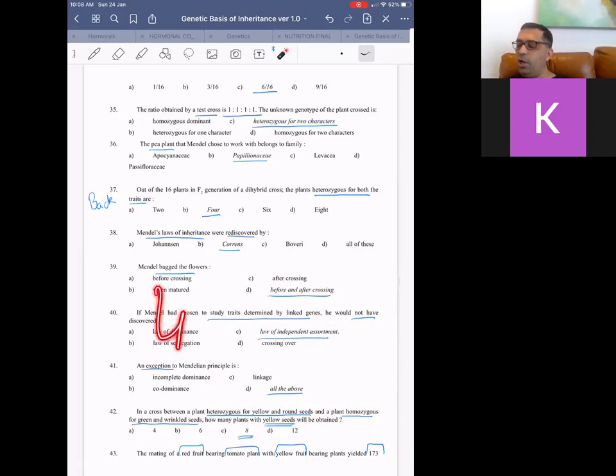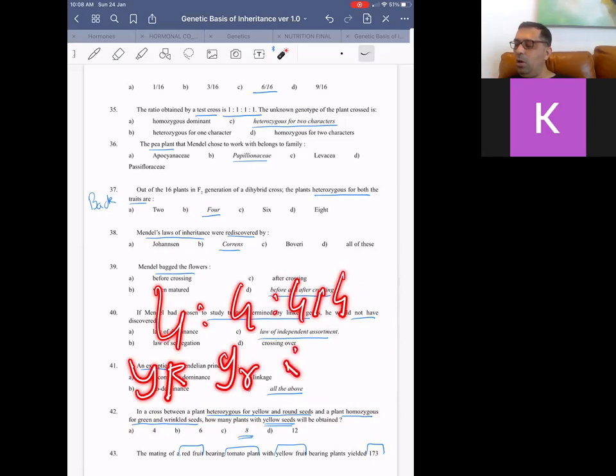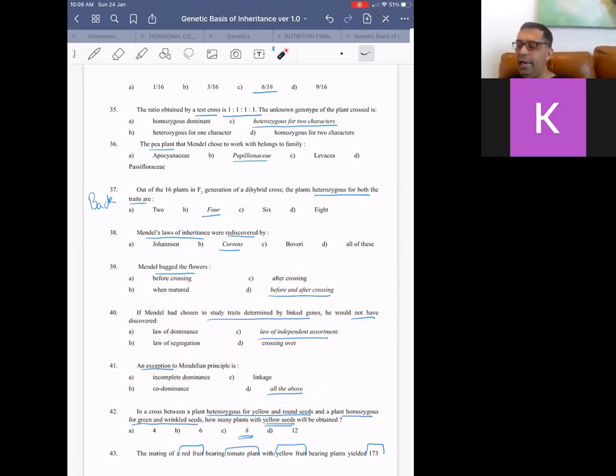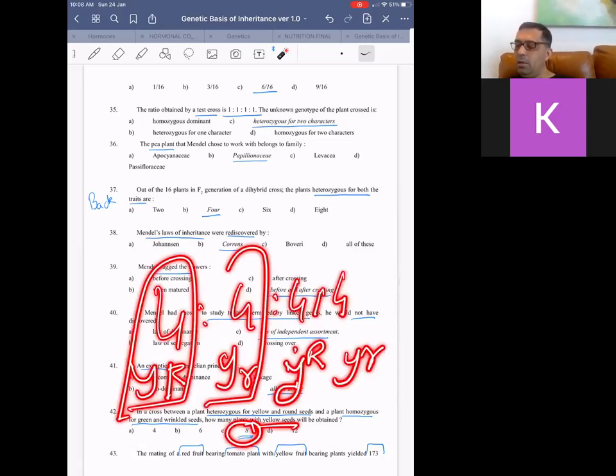So the ratio is 4:4:4:4. 4 are yellow round, 4 are yellow wrinkled, 4 are green round, and 4 are green wrinkled. So how many plants will be yellow? Yellow will be 8. If you remember, 4 are yellow round and 4 are yellow wrinkled. So 4 plus 4, 8.